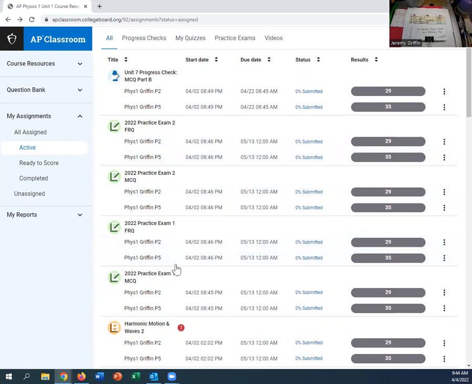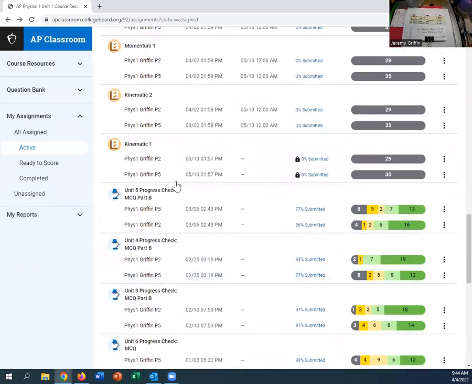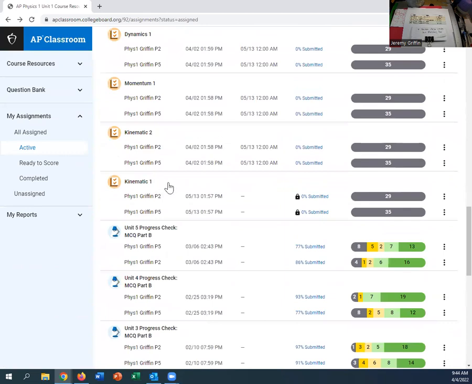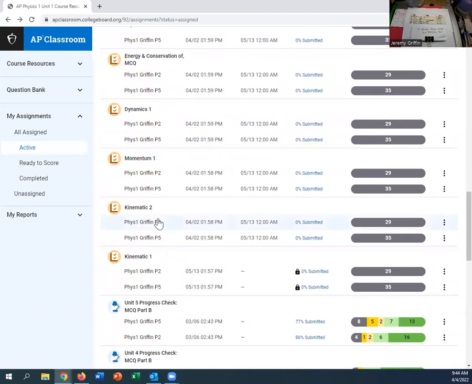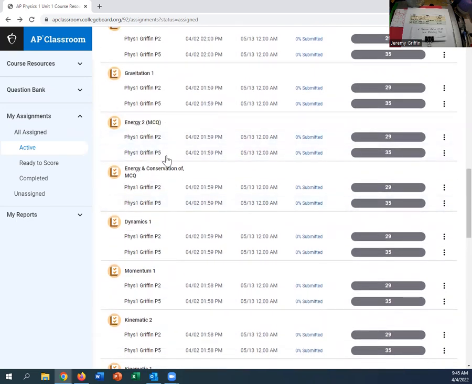So there's a couple of practice exams. You guys see practice exam 1, multiple choice, practice exam 1 free response, then practice exam 2 multiple choice and free response. About some of these other ones, I found a couple of old kinematics multiple choice questions that I put together before. Momentum, dynamics, that's like forces, like Unit 2. So kinematics was like Unit 1. Dynamics was Unit 2. Momentum was like Unit 5 that we just looked at. Energy conservation, there's your Unit 4 stuff.